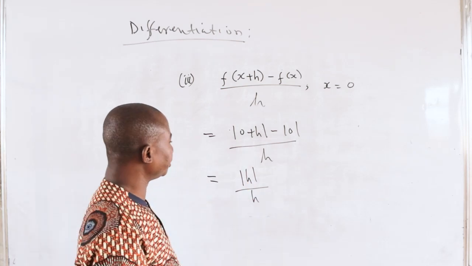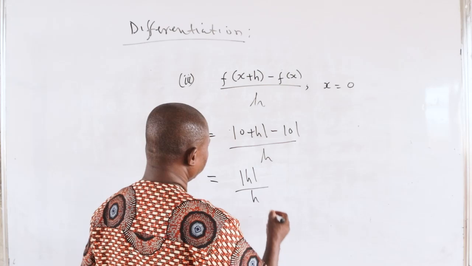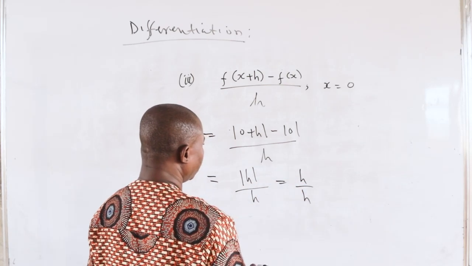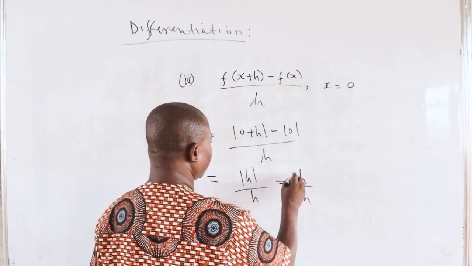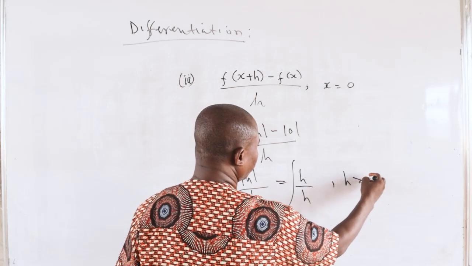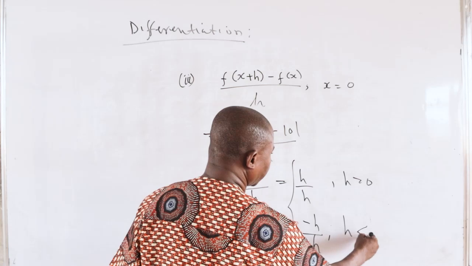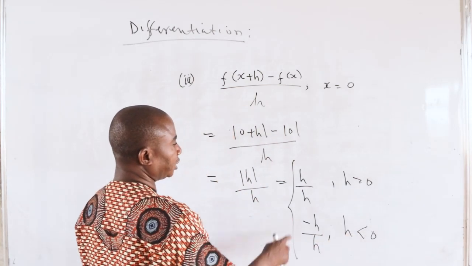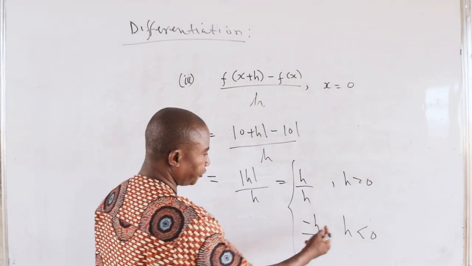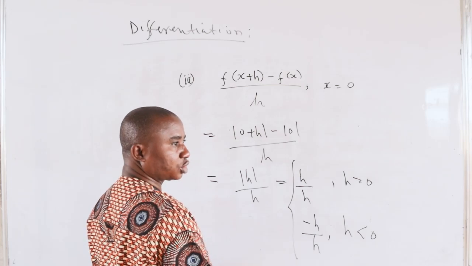So for h bigger than 0, what we have here is h divided by h. So this is equal to h over h when h is positive, and it is minus h over h when h is less than 0. And so if h is bigger than 0, this is h over h, which is 1. If h is smaller than 0, we have negative h divided by h, which is minus 1.